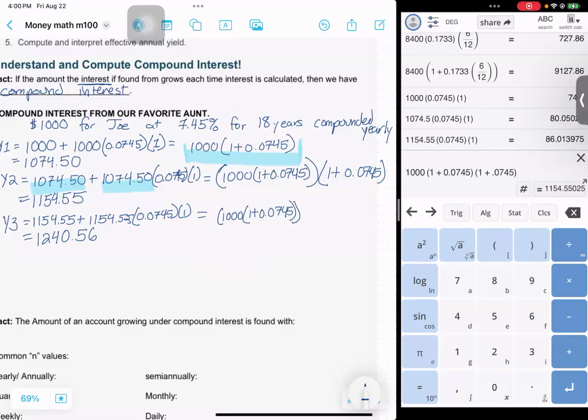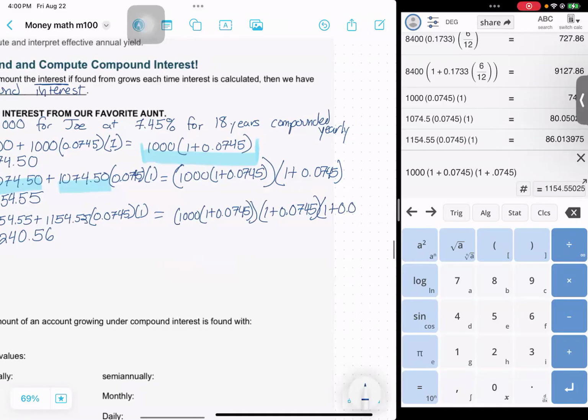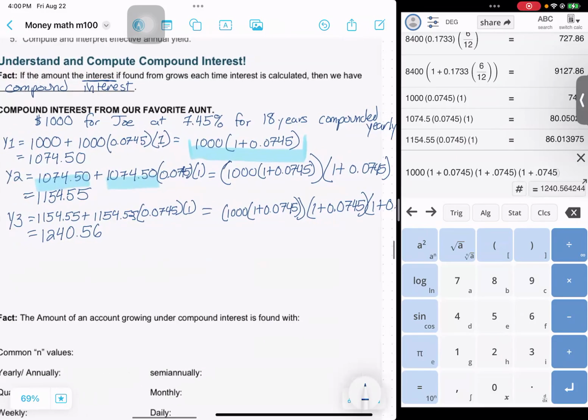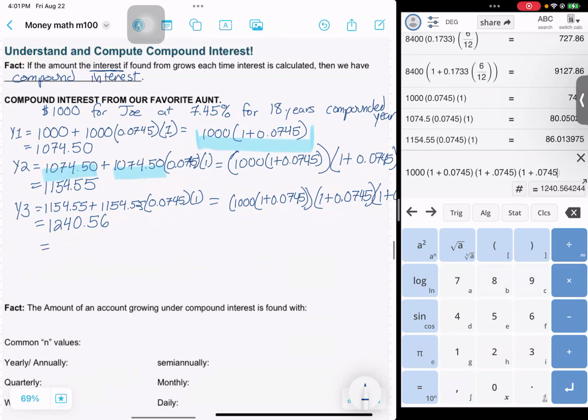0.0745 once, and then twice, and then 3 times. Let's double check it. On my calculator, 3 times 1 plus 0.0745. Aha! 1,240.56. There it is. Okay, so we're repeatedly multiplying. We're repeatedly multiplying by this 1 plus our rate business. So repeated multiplication, year three, we actually saw the original principal of the loan and 1 plus 0.0745 repeatedly multiplied 3 times.